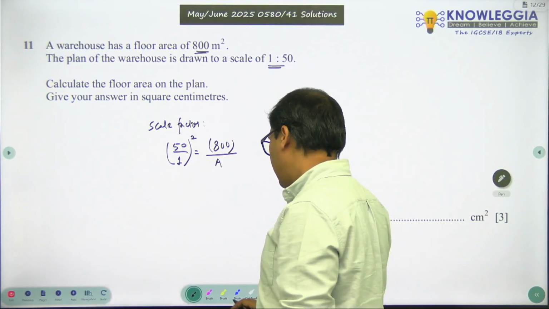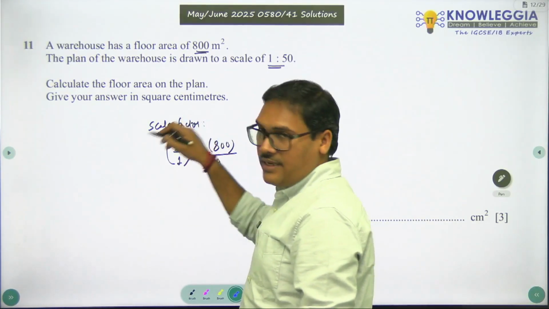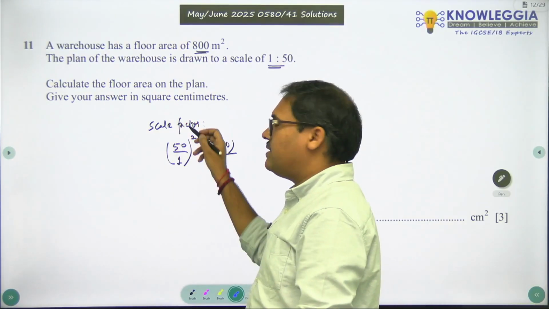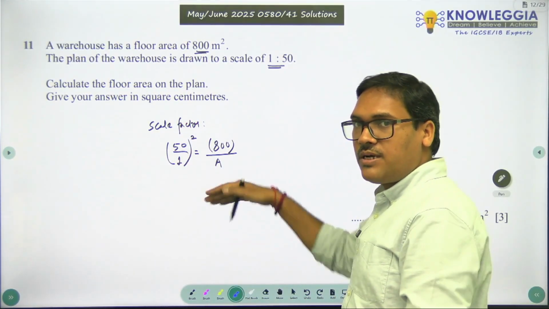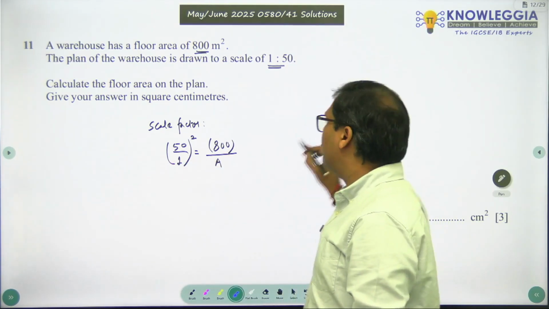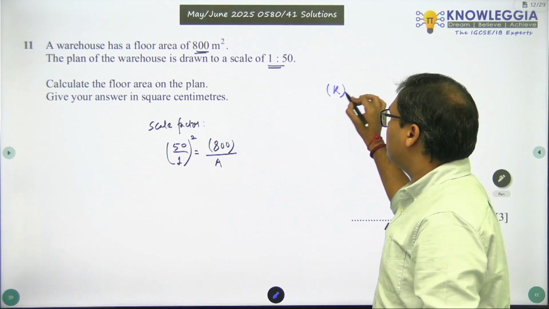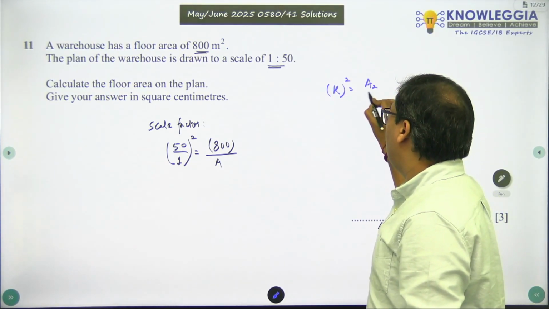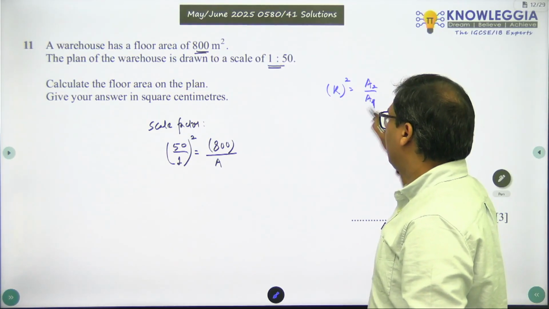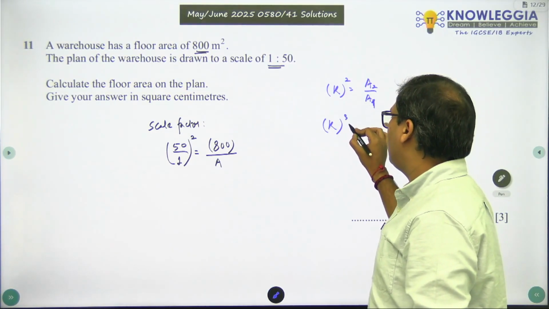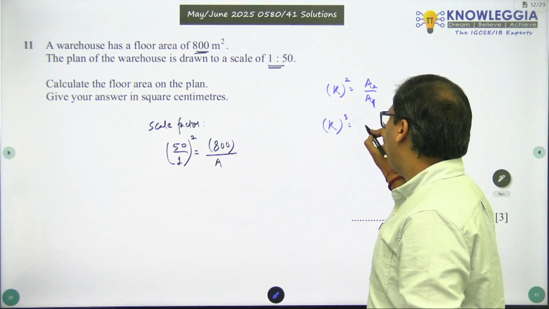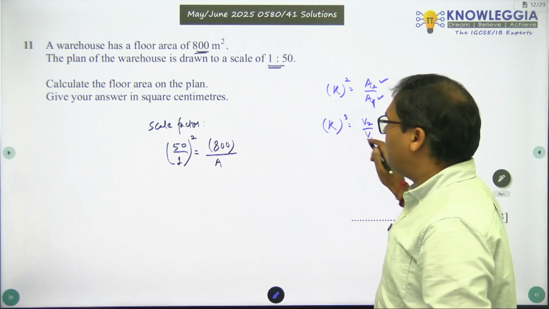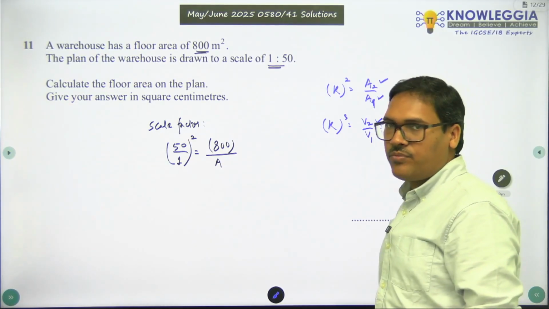Okay. Why have I taken the square? Because this is area. So for scale factor, this will be area, that is length into length. So this will be square. This is volume, this will become cube. So this is how you can use it. Always remember, let's say scale factor is k. If we are talking about area, this will be k square, that is a2 upon a1. And if this is volume, this is k cube, volume 2 upon 1. Basically, this is actual upon this is on map.